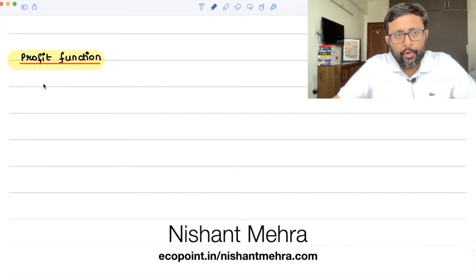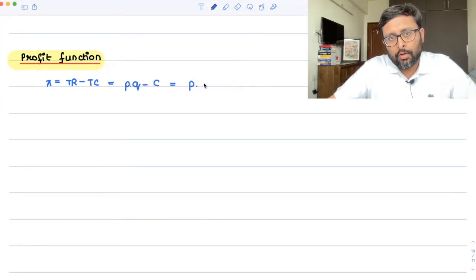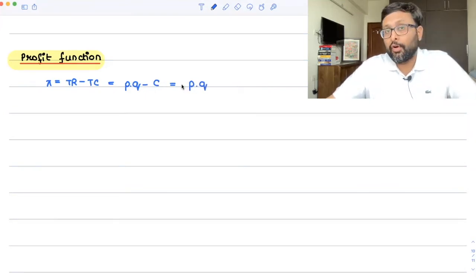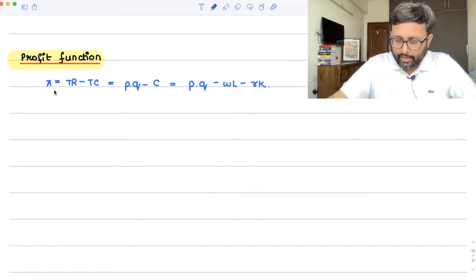So you have profits are what? Revenue minus cost. Revenue is what? P into Q. This is cost. Supposedly, if K and L are the two inputs which the firm is using, and W is the per unit price of labor and R is the per unit price of the capital. So I can write this, right? I can write this.